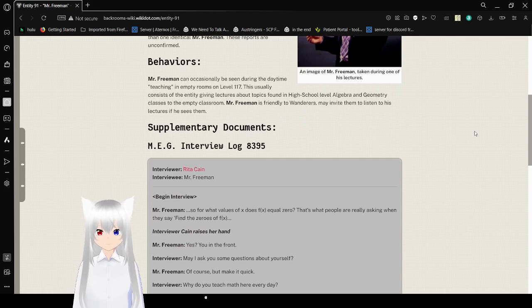Behaviors: Mr. Freeman can occasionally be seen during the daytime, teaching in empty rooms on level 117. This usually consists of the entity giving lectures about topics found in high school level algebra and geometry. He lectures to the empty classroom. Mr. Freeman is friendly to wanderers, and may invite them to listen to his lectures if he sees them.